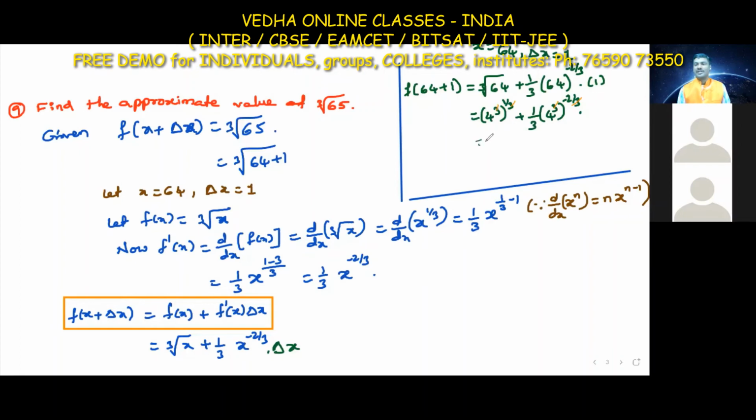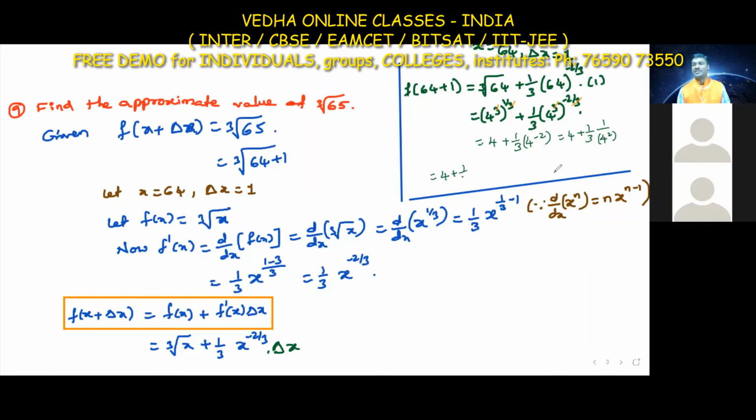Then remaining is 4 as it is, plus 1 by 3 as it is, and 4 to the power minus 2. This is equal to 4 plus 1 by 3 into 4 power minus 2, which is nothing but 1 divided by 4 power plus 2. When we take the power from numerator to denominator or denominator to numerator, it becomes positive. 4 square is 16.